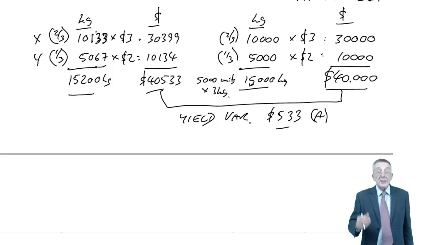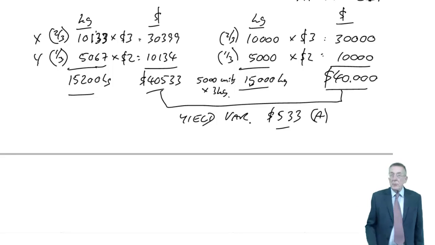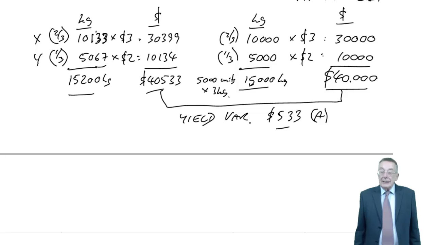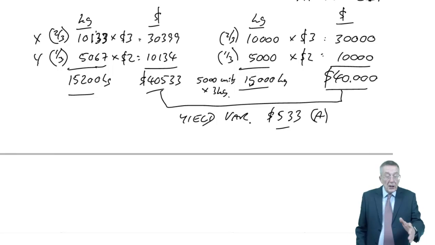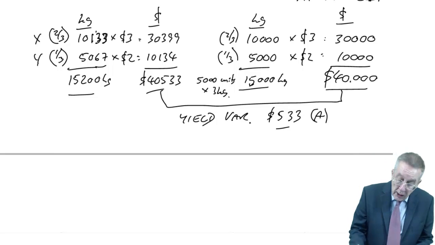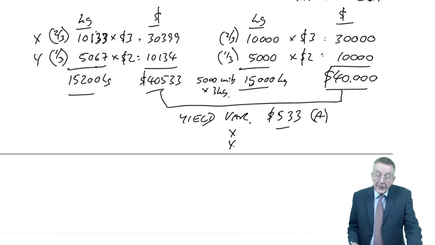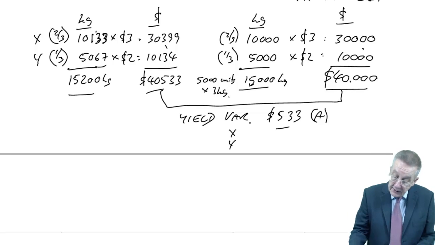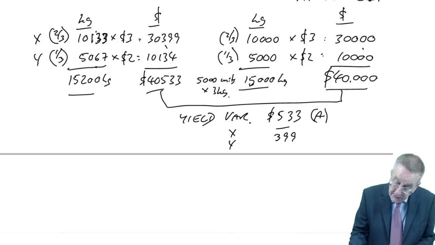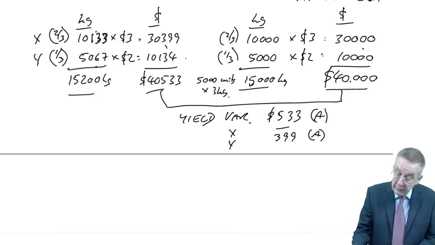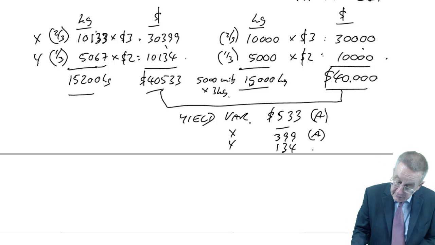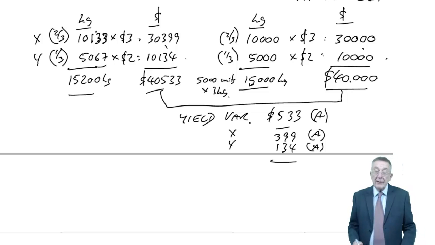And of course it's adverse. We already knew it was going to be adverse. We used in total more kilos than we should have done. That on its own cost us more than it should have done. As I've kept on saying, normally it's just the total we need. If you were required to show the analysis, then X 30,399 adverse, and Y 10,134 adverse. In total 533.